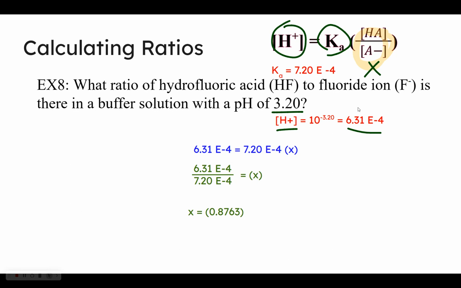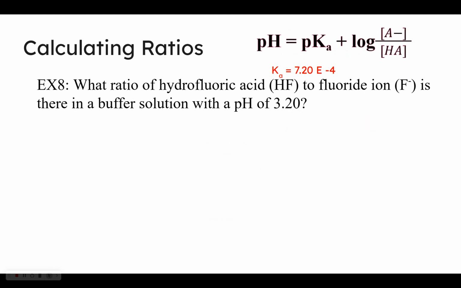And remember, this x is our ratio. So this is our final answer. This is our ratio of HA to A minus. Write it just like it's written in our expression up above. You don't have to write it in words. But that ratio is equal to 0.876 in our 3 sig fig answer here. Like I said, pretty simple algebra to plug in these numbers. Just solve for that H plus number first from your pH and then go from there. That is our final answer.